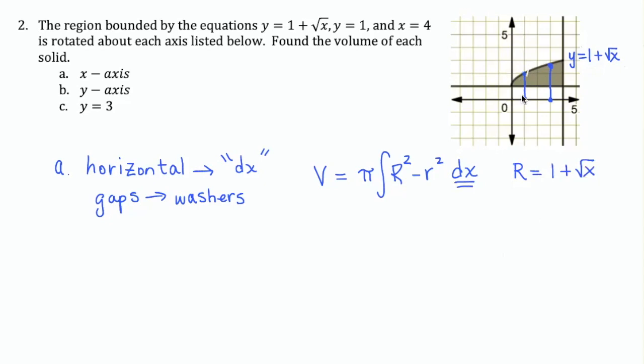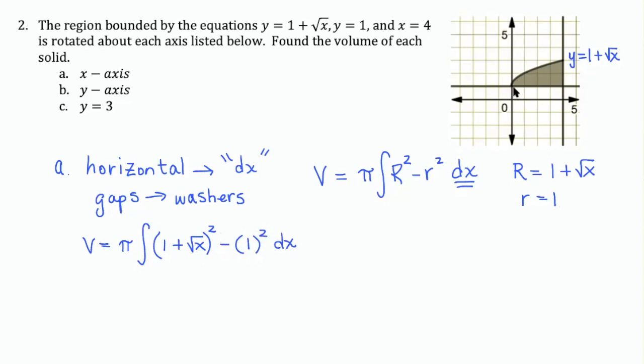Now when it comes time to look for little r, I'm looking for the distance from the axis of revolution to the closest boundary of the shaded region. And if I do that in a couple of locations, you'll notice it's staying the same every time. Little r is always 1. So now I can substitute that into my integral. So I have pi integral of (1 plus radical x) squared minus 1 squared dx.